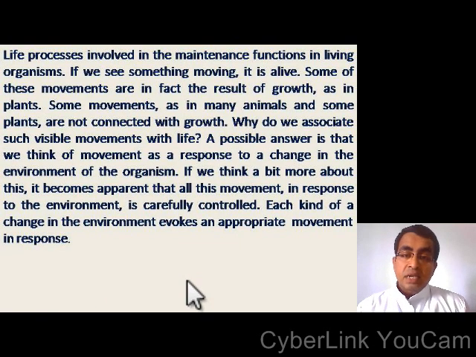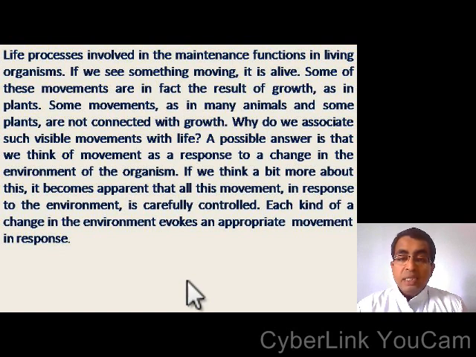Life processes involved in the maintenance functions in living organisms. If we see something moving, it is alive. Some of these movements are in fact the result of growth, as in plants. This we have studied in the last chapter. Some movements, as in many animals and some plants, are not connected with growth. Why do we associate such visible movements with life?